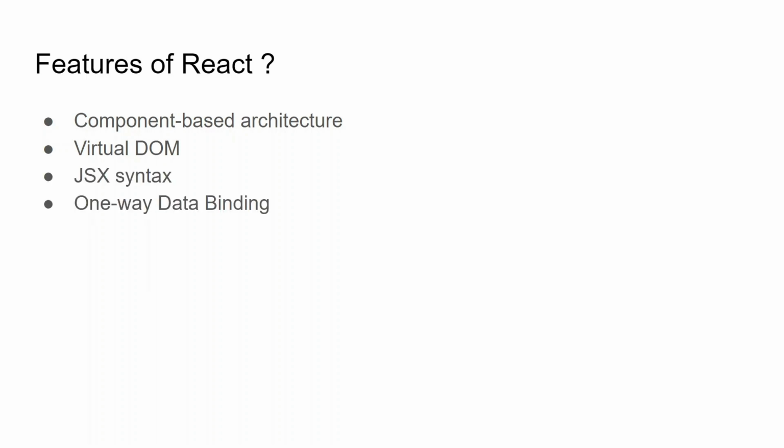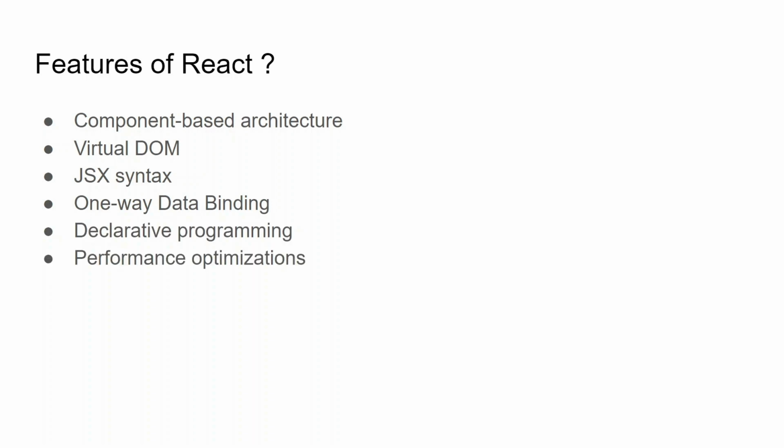Let's see the features of React. I will try to explain a few of them, but if you don't understand, don't worry, I will cover them again. For now, if you remember the names, that's also fine. The features of React are: component based architecture, virtual DOM, JSX syntax, one-way data binding, declarative programming, performance optimizations, and simplicity. Why simplicity? It uses JavaScript. Even if you know the functions in JavaScript, that's enough for you.